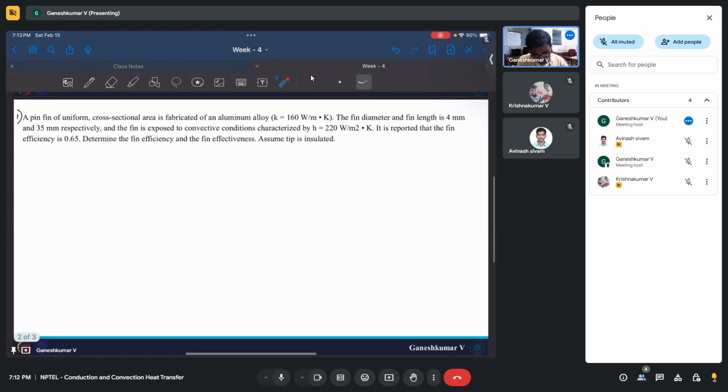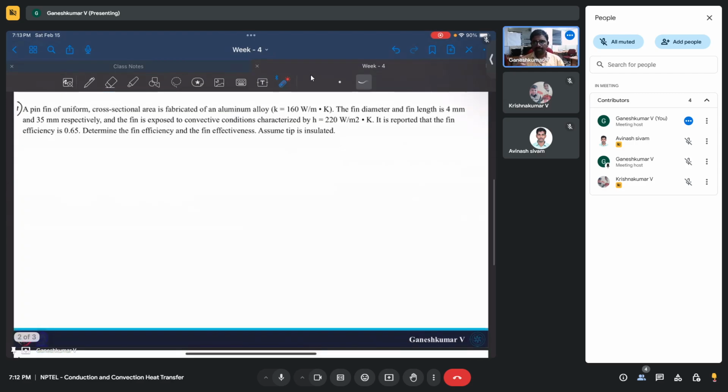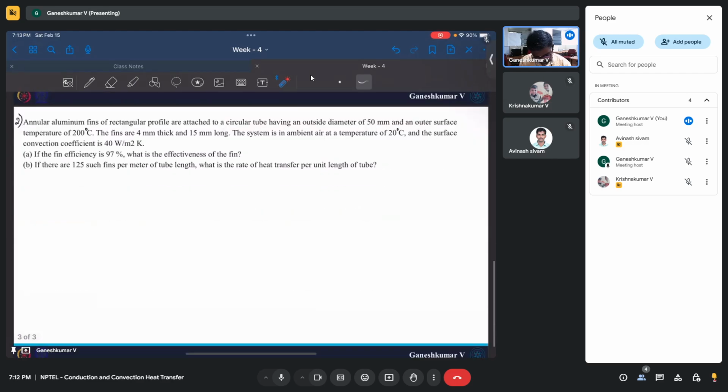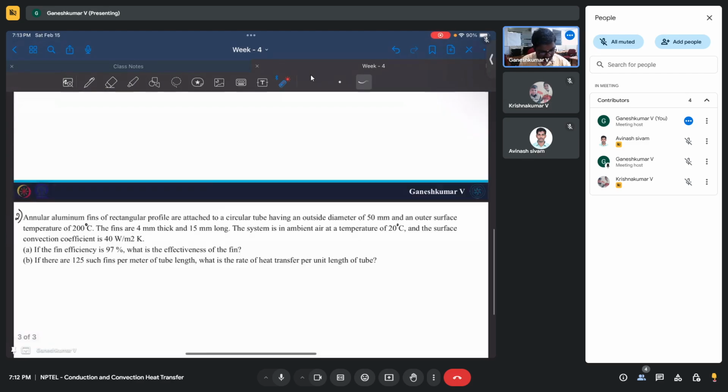In the class, Professor Som solved rectangular fins. Here I chose pin fins and annular fins, and I think this would be very helpful for your assignment also, because the assignments are also using pin fins and annular fins. So one question is on pin fins and the other question is on annular fins.